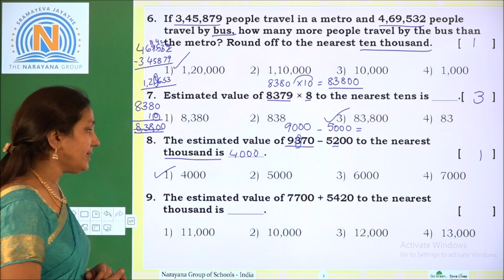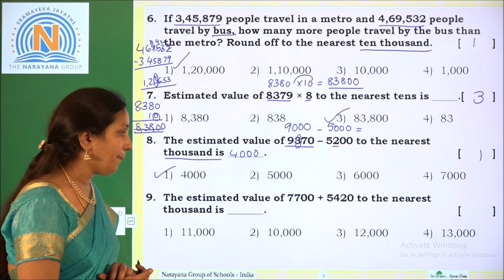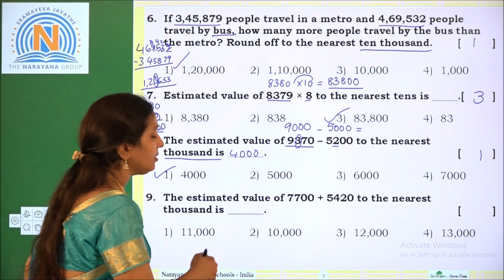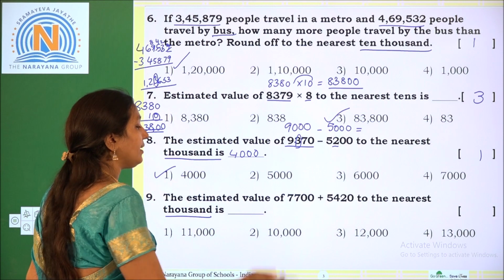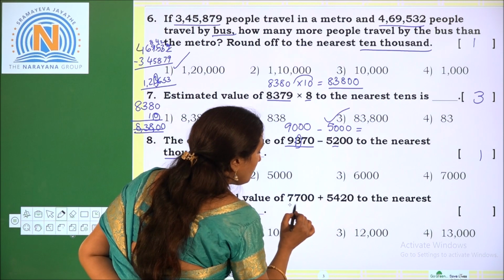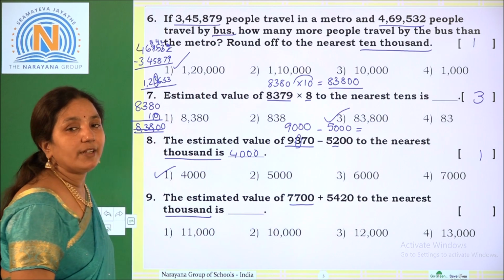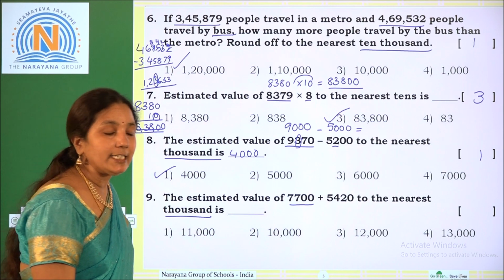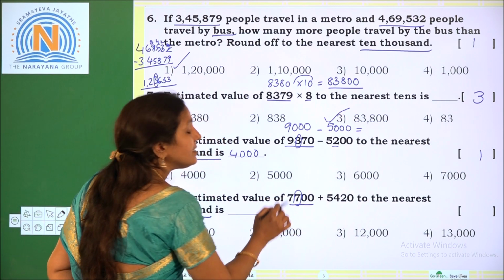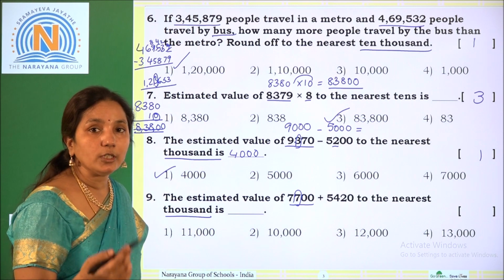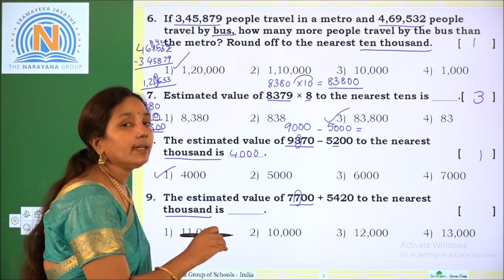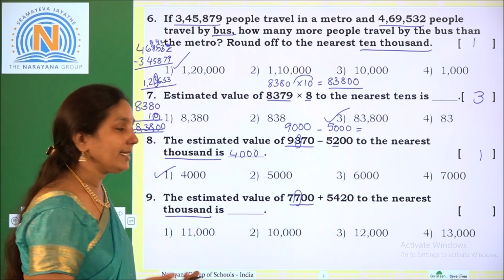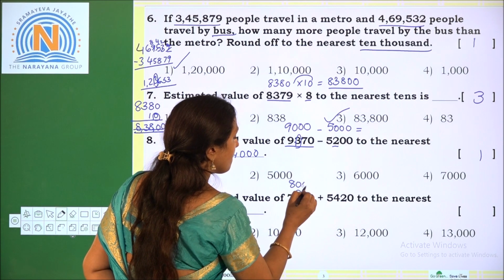Next one, the estimated value of 7,700 plus 5,420 to the nearest thousands is. So again we have to round to the nearest thousands, then add. Which place do we look at while rounding to the nearest thousands? That is the hundreds place. Hundreds place is 7. 7 is above 5, so we take above thousands. The number is in between 7,000 and 8,000. Above 5 means 8,000.